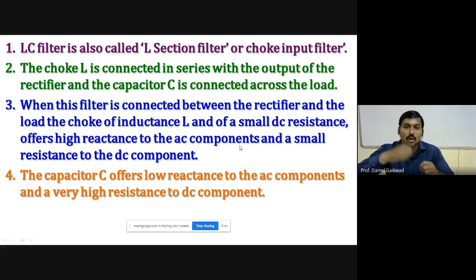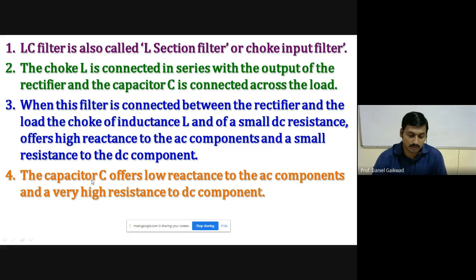The choke is made from a coil, and the coil has two terminals, and across the two terminals we have a certain resistance. That is called the small DC resistance, and it also has inductance L. The inductor or choke offers high resistance, or reactance, to the AC, so AC will be blocked by that choke. The inductor offers high reactance to the AC component, and small resistance to the DC component, meaning DC will flow through the inductor with negligible resistance. So DC passes through the inductor and AC is blocked by the inductor. That is the role of the inductor in the LC filter.